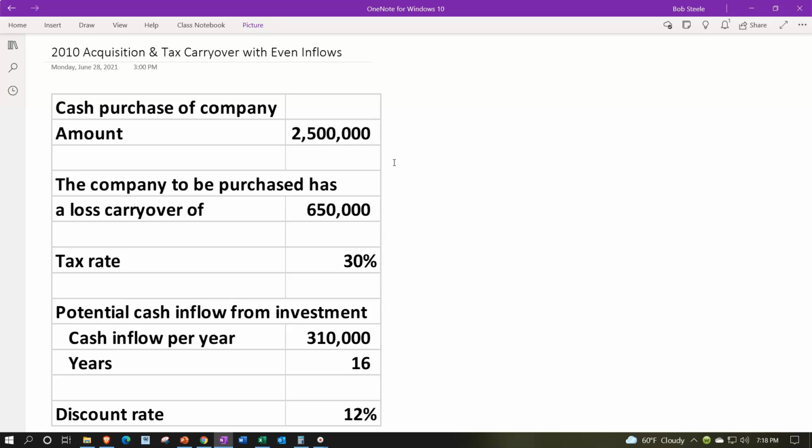So first we have the cash purchase of a company. They're thinking about purchasing just simply with cash for the $2,500,000. The company to be purchased has a loss carryover of the $650,000. Now, loss carryforwards can be significant and interesting because they could provide a tax benefit to the acquiring company.